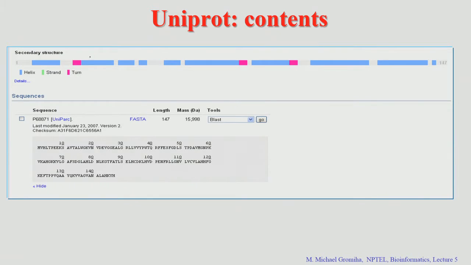If you see the blue ones, they are mainly helices, and the green ones are strands, but here it does not have any strands, and we have some turns here and there. This is the secondary structure information regarding that particular protein. You can see the sequence in two different formats: either the UniProt format or the FASTA format.